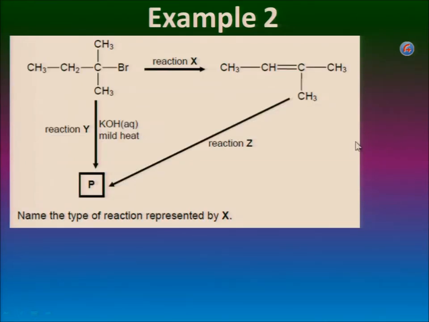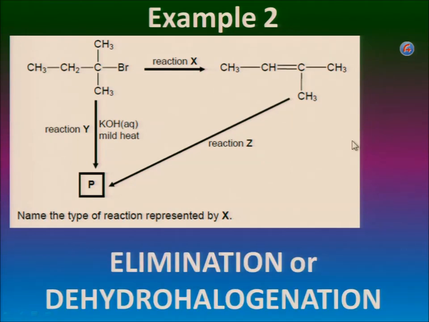Then example 2. Here you have this haloalkane reacting to form an alkene, or reacting to form P from the haloalkane or from the alkene. Very important. Name the type of reaction represented by X. Now remember, the only way that you know to form an alkene is by elimination. So, elimination, or it's also called dehydrohalogenation, because you are eliminating a halogen and a hydrogen from that carbon.